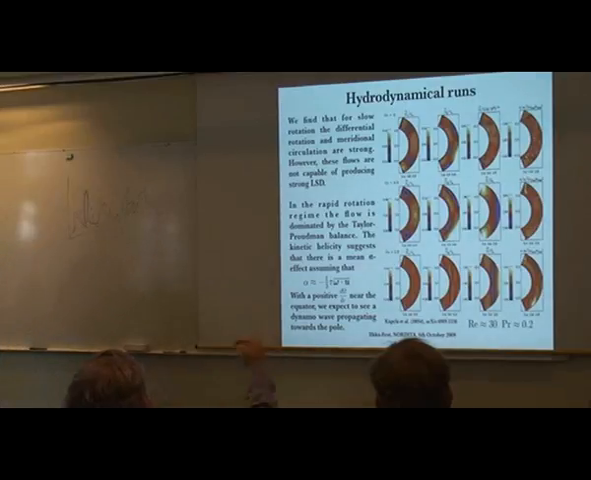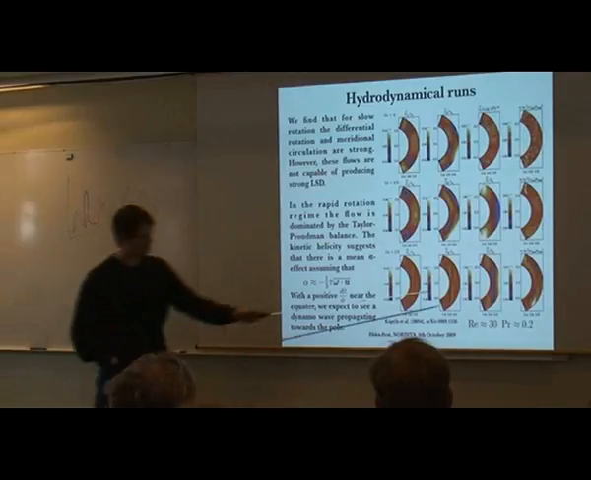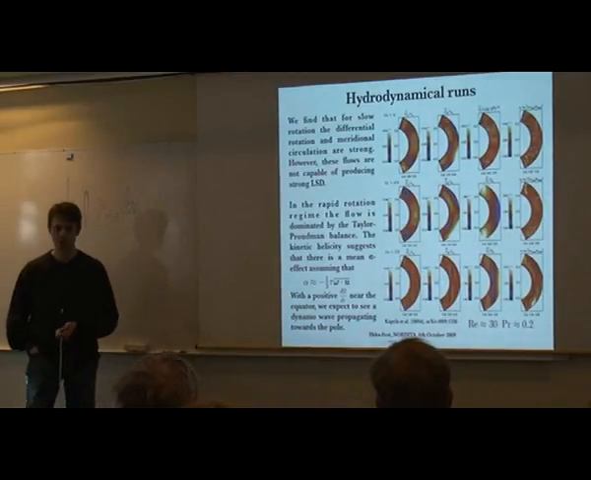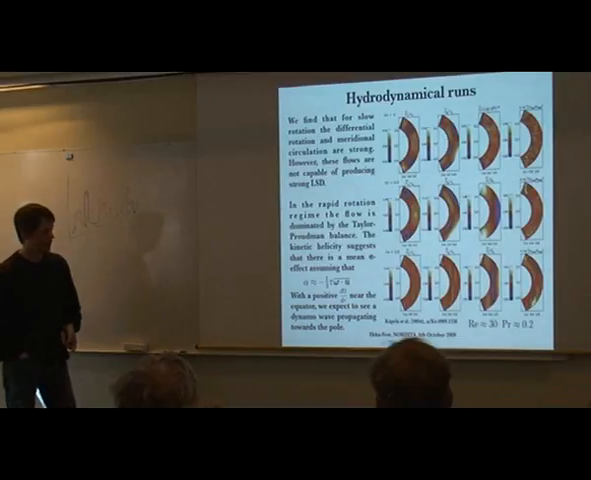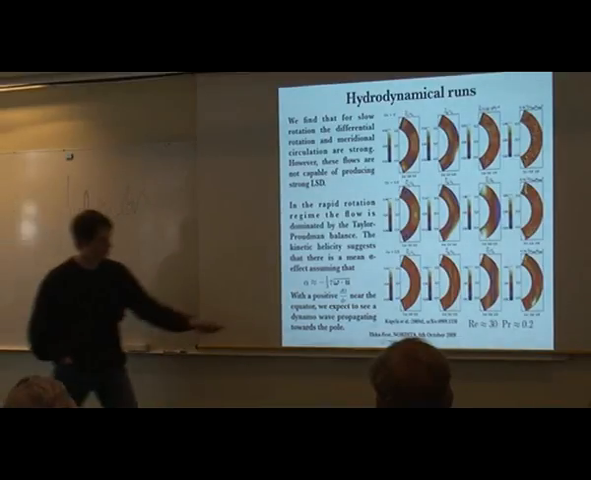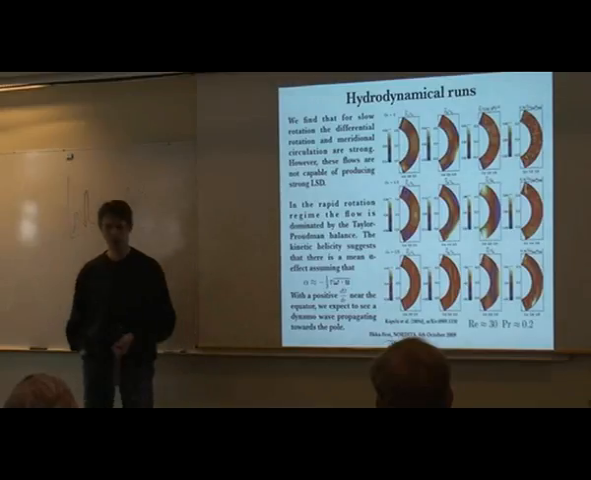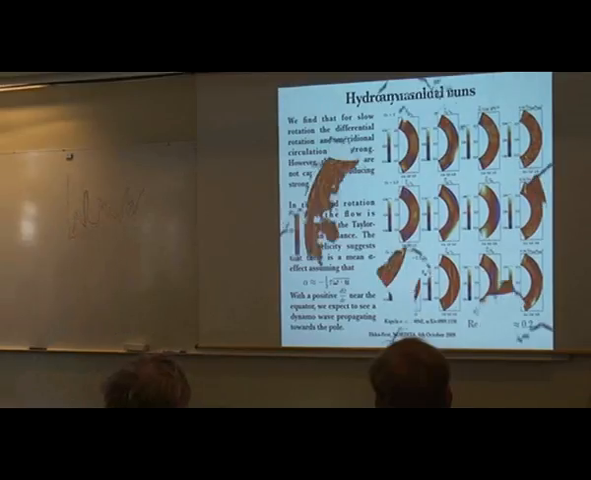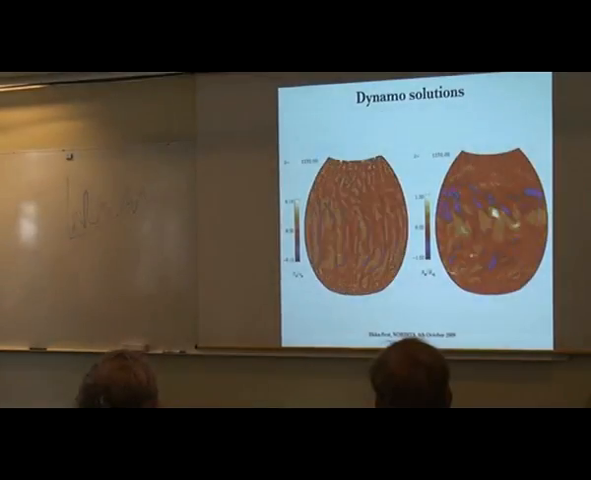But you change sign in depth. Yes, at least the kinetic helicity changes sign as a function of depth. We don't actually know about the alpha yet. What this means is that if we have a positive alpha and a positive radial gradient of omega, we should see a dynamo wave propagating towards the poles. And this is actually what we see.